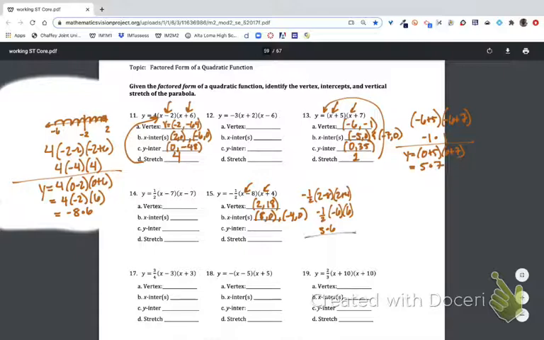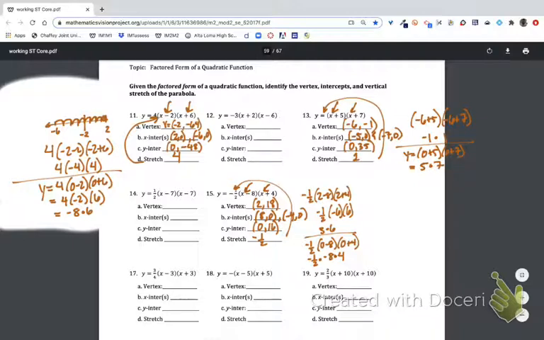The y-intercept, negative 1/2 times 0 minus 8 times 0 plus 4. Negative 1/2 times negative 8 times positive 4 would get me a positive 16. And the stretch here, again, looking at what's in front of my equation, would be negative 1/2. I'd be stretching it wide and pointing down, as opposed to the parent function.